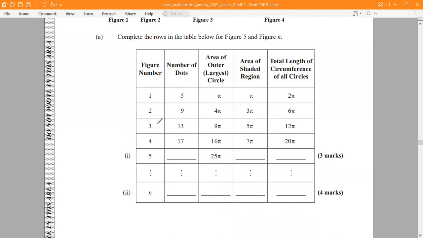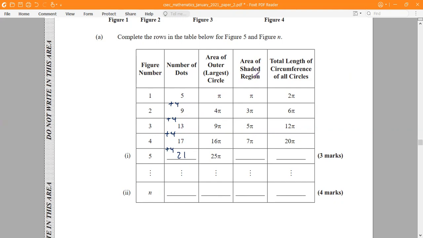So we are following the pattern of numbers, the sequence of numbers in the second column, the number of dots. To get from 5 to 9, we could add 4. To get from 9 to 13, we add 4, and therefore we begin to see something is repeating here. We are adding 4 all the time. So we just continue adding 4. 17 and 4 is 21. This row is filled out already.